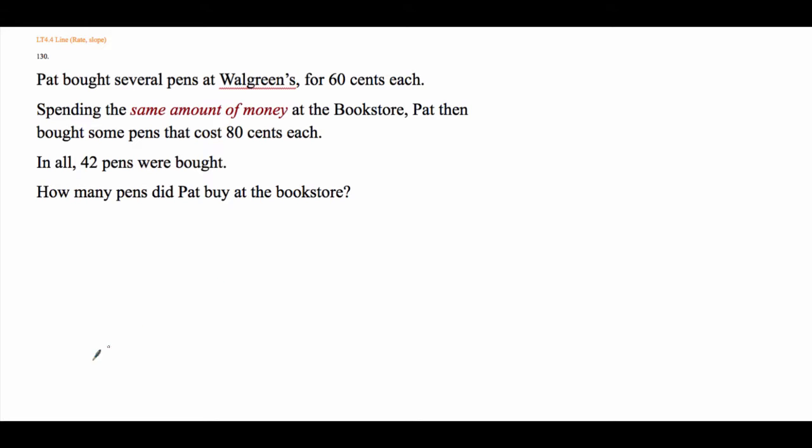So in the second problem here, Pat bought several pens. We're going to let W be the number of pens that she bought at Walgreens. So 42 is the total number of pens, and that's going to be your W plus some number. If you solve for that number, it's the number of pens that she bought at the bookstore. That's going to be 42 minus W.